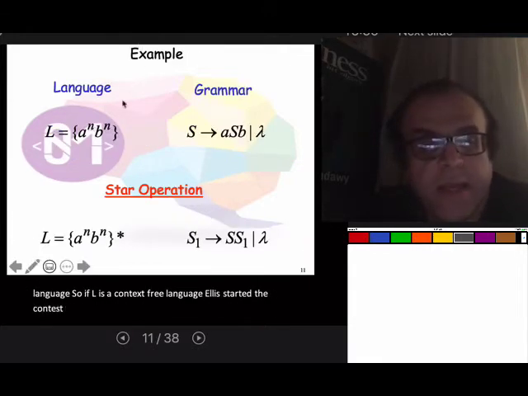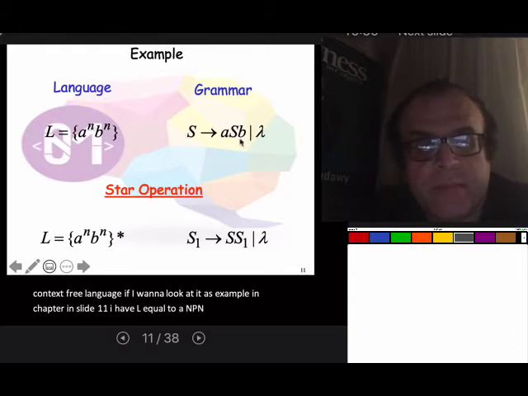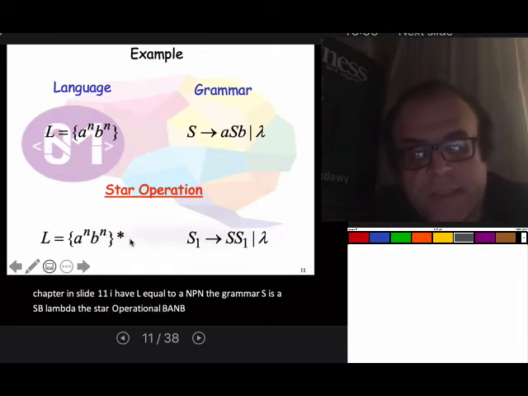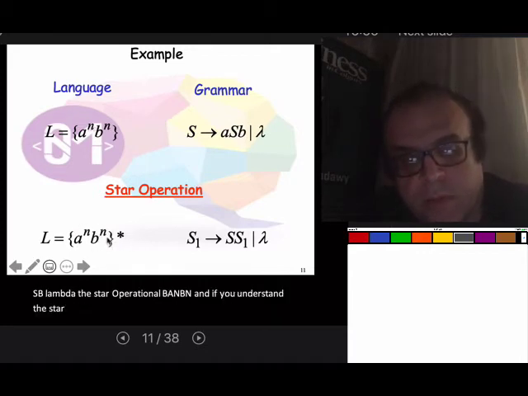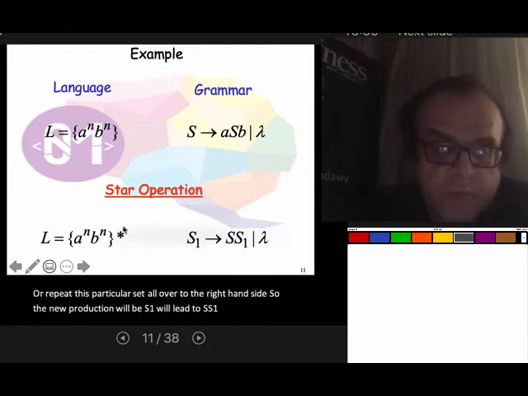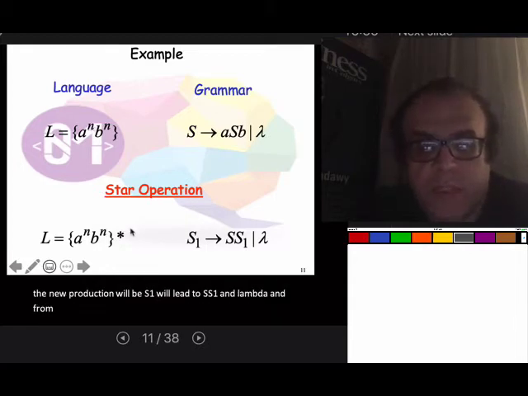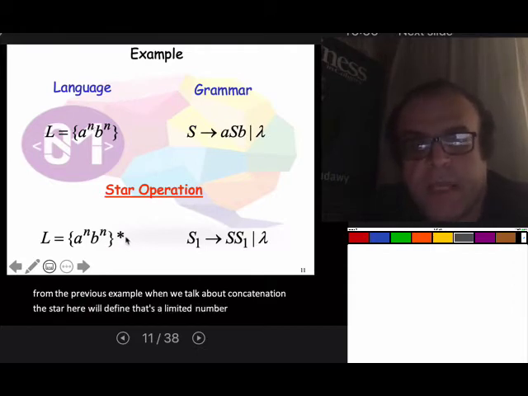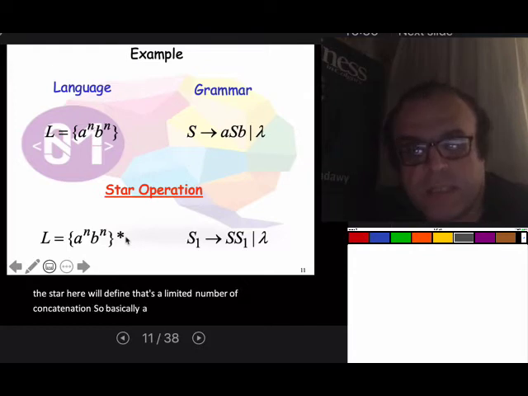If I want to look at it as an example in slide 11, I have L equal to a^n b^n, with the grammar S goes to aSb or lambda. The star operation will be (a^n b^n)*. And if you understand the star, you can replicate or repeat this particular set all over to the right-hand side. So the new production will be S1 goes to S S1 or lambda. And from the previous example on concatenation, the star here defines an unlimited number of concatenations. So basically, this operation will produce a context-free language.